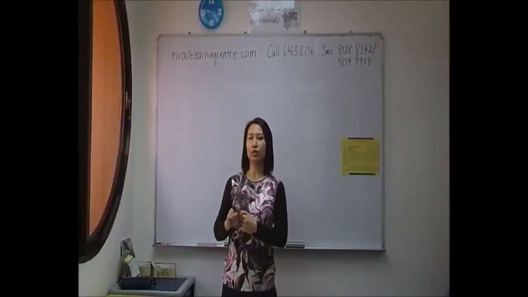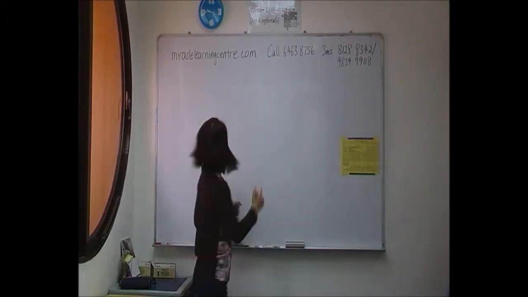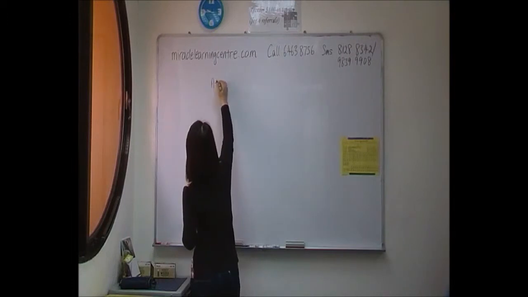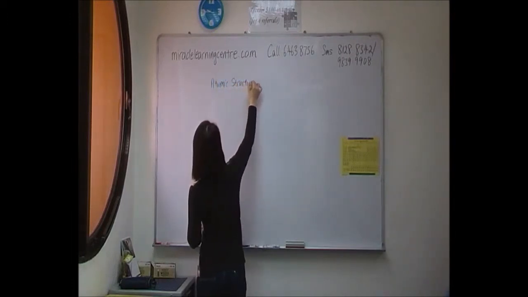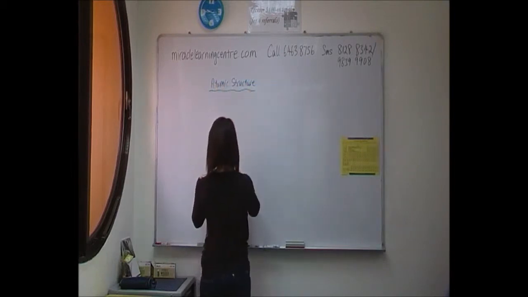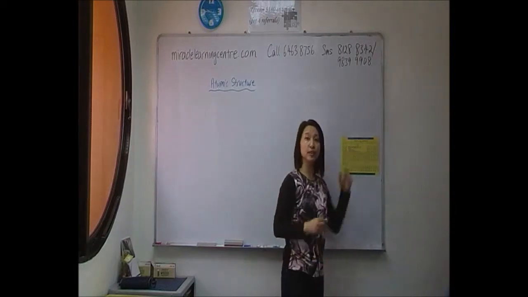Today we're going to learn about atomic structure and how to calculate the number of protons, electrons and neutrons in the atom. Okay, this is atomic structure. We're going to get the numbers from the periodic table which you see here.